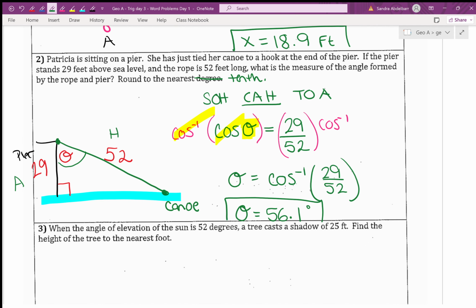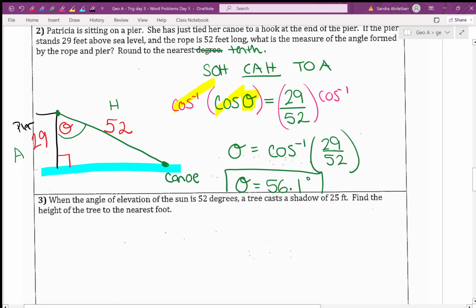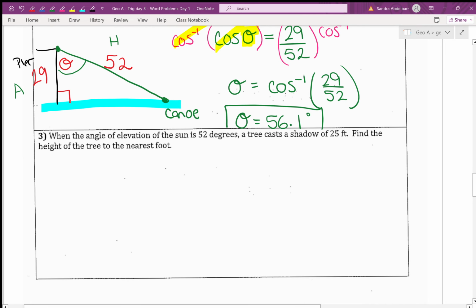All right, number 3, the wording is really sneaky, but these types of word questions come up often.